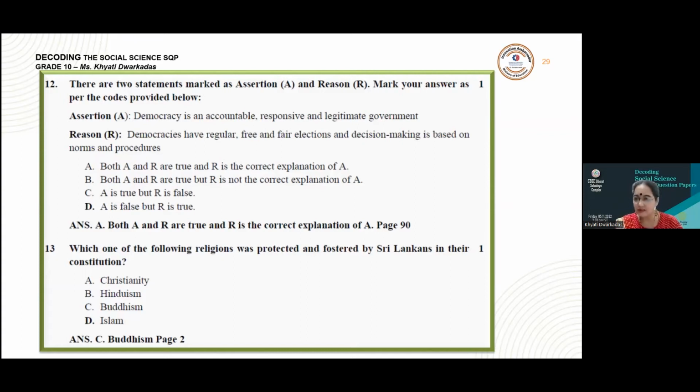Yes, Sunil Pandey. Which one of the following religions was protected and fostered by Sri Lankans in their constitution? And this, once again, is a thought-provoking question. It is not necessarily a recall question.